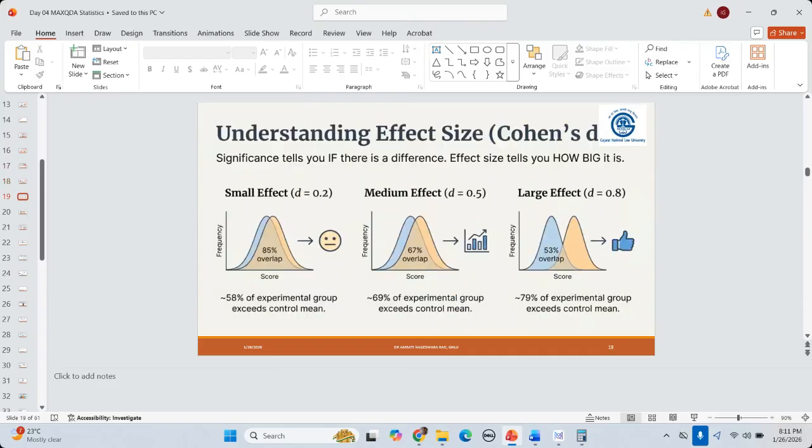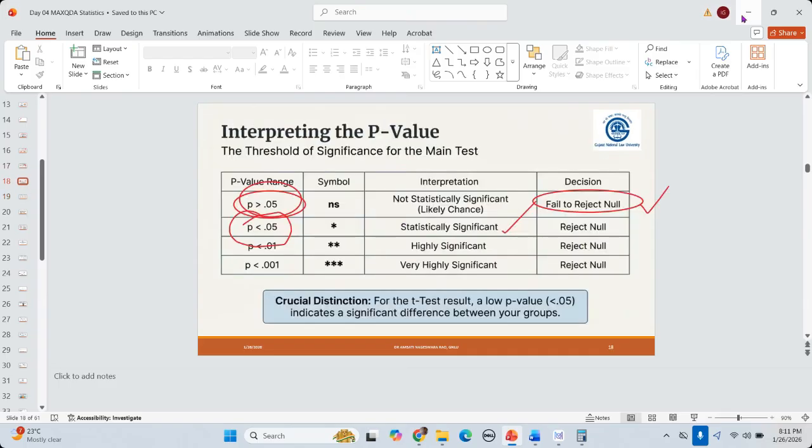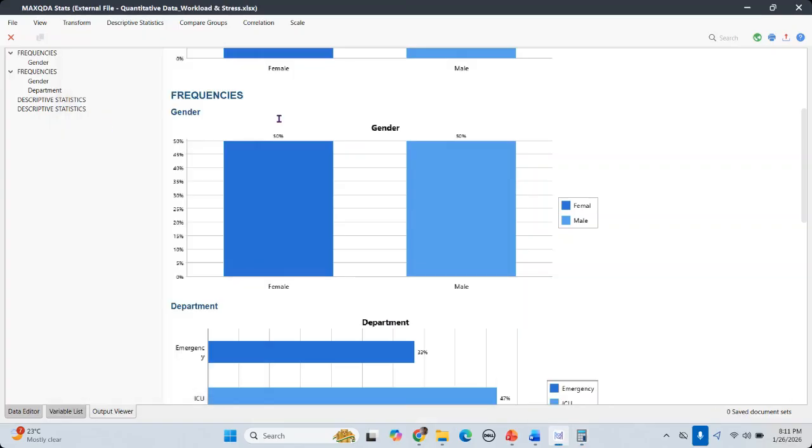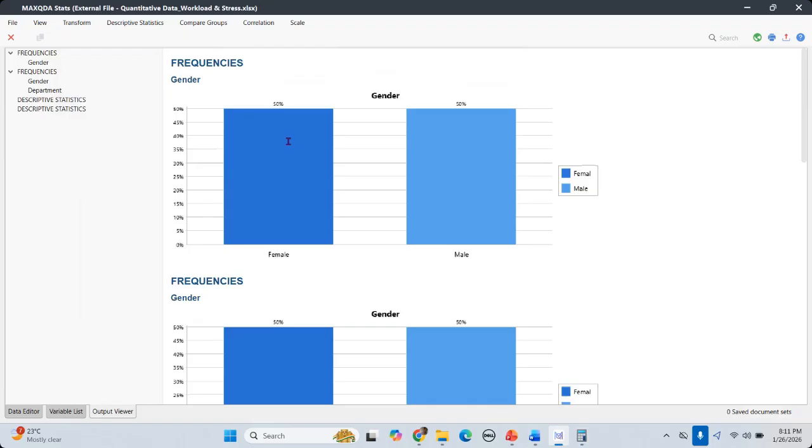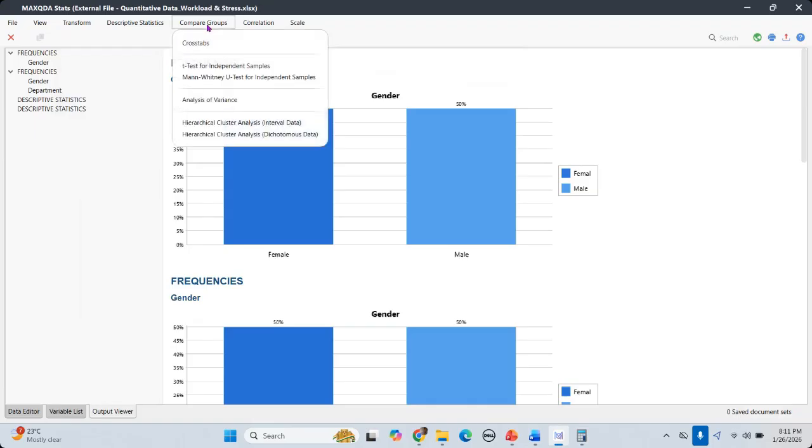So let's go with how to conduct it. Go with the data. Please open your data set. There is an option called compare groups. Just click on t-test for independent samples.